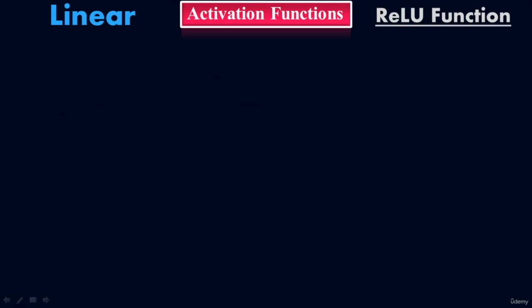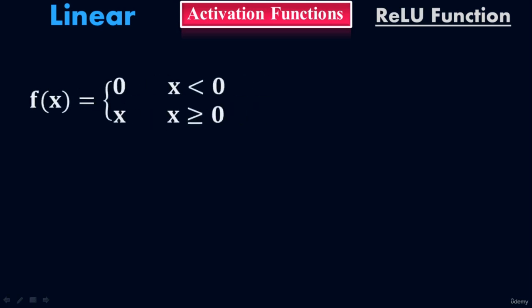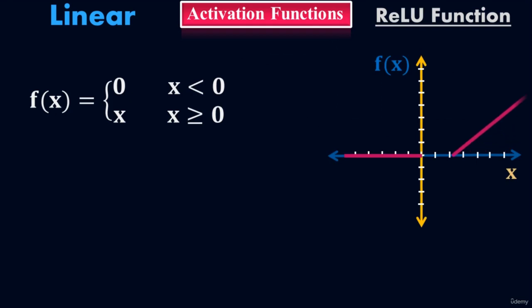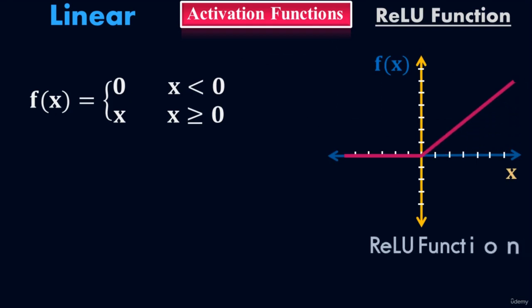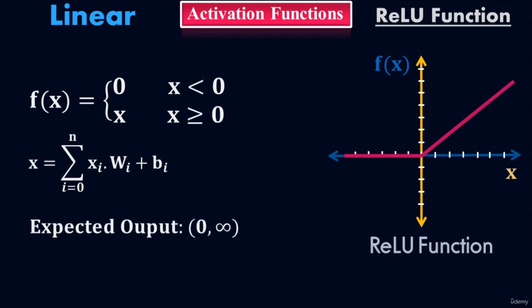Now, according to the piecewise function, f of x equals 0 when x is less than 0, and x when x is equal to or greater than 0. So here is the typical graph of the rectified linear unit activation function. It is a ReLU activation function. We already know that x equals the summation of the input times weight. Expected output will be from 0 up to positive infinity.